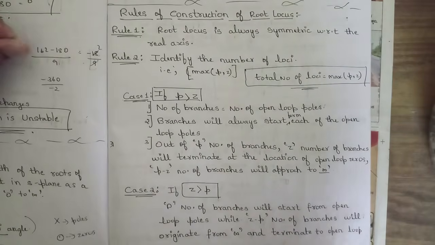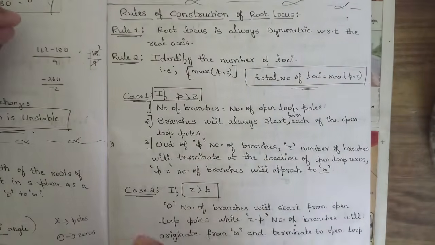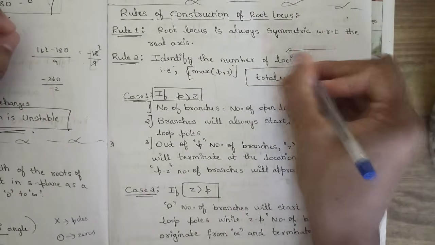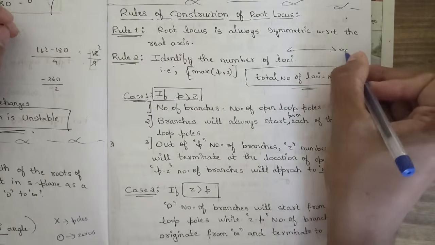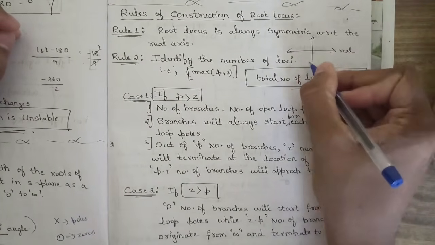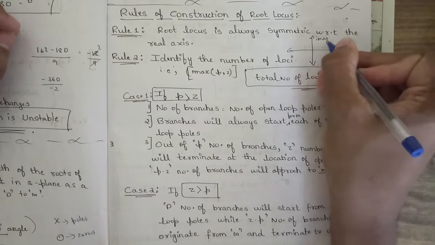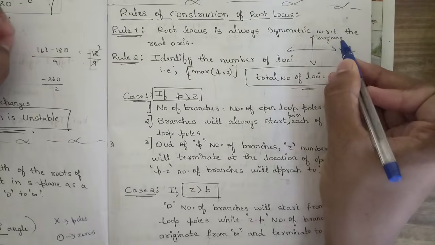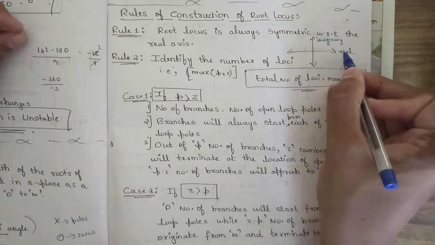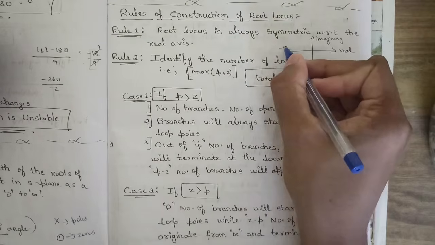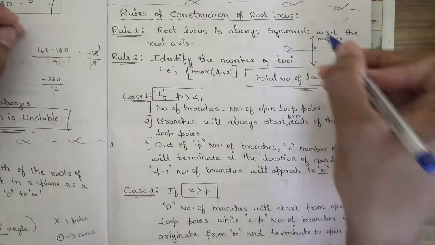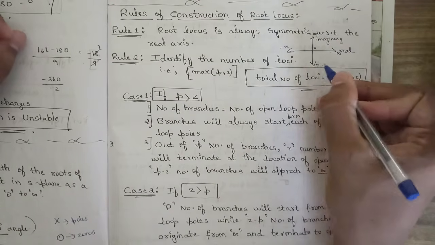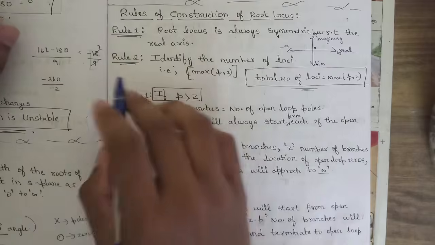While constructing the graph, we have two axes: the real axis and the imaginary axis, perpendicular to each other. This vertical line represents the imaginary axis of the plot and this horizontal line represents the real axis of the plot, which varies from minus infinity to plus infinity with the origin in the middle, and the imaginary axis likewise from minus j infinity to plus j infinity. So this was the first rule.